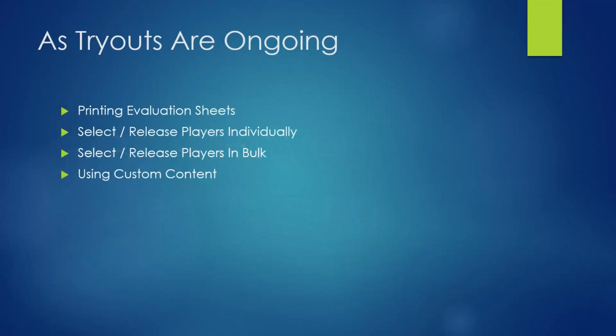In this video we're going to show some of the features and functions that you would use as the tryouts are ongoing, which would actually include the registration at the tryout session itself, to show how you can use that information to print off evaluation sheets. And then once the session is over, how players can be selected or released on an individual basis or in bulk. And lastly, we'll also show how you can use the custom content that is available on the tryout list page to convey additional information if you choose.